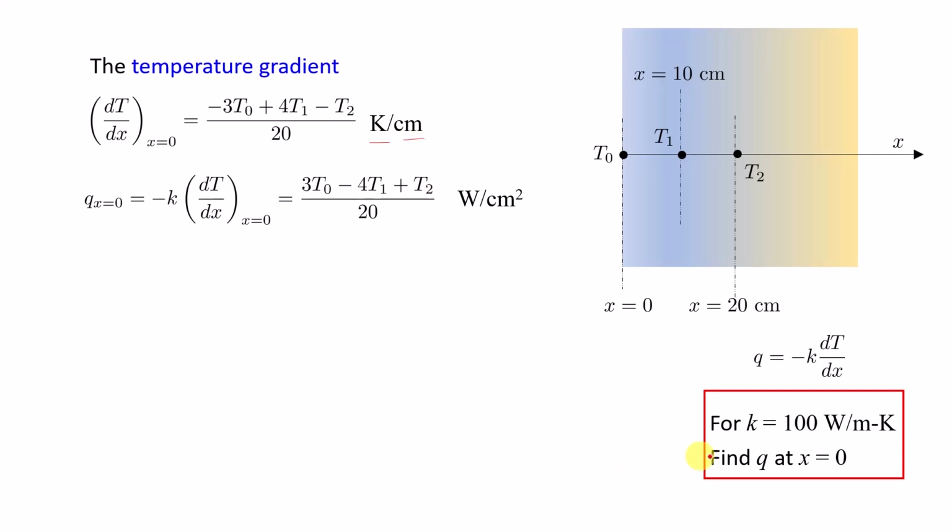I have here the value of conductivity in watt per meter, so you have to be careful in checking the units. We cannot mess with meter and centimeter. So our q at x equals 0 will be given by minus k dT/dx at x equals 0, and that will be 3 T0 minus 4 T1 plus T2 divided by 20, in watt per centimeter square, not meter square.